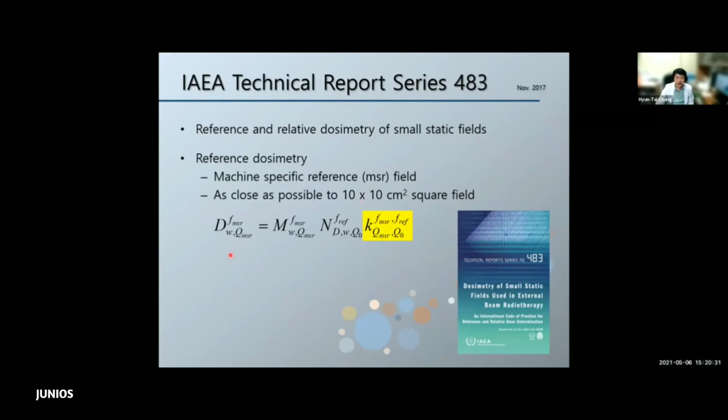And this is the formula they recommended in order to know the dose to water at a single point. We measure a charge with a detector, and this N_DW value is given from the SSDL, and there's a factor to correct the small field related factors. And they call it the beam quality correction factor. But we know that this is not a beam quality correction factor. The only reason this factor can be called beam quality factor is that it is located at the same position as in the formula of TRS-398. So I think it's better to call it the MSR correction factor.